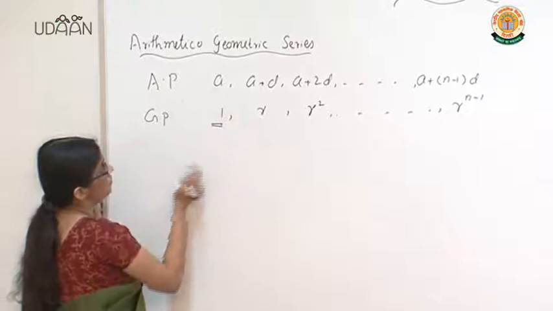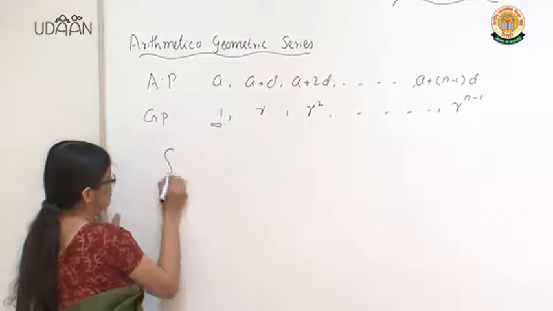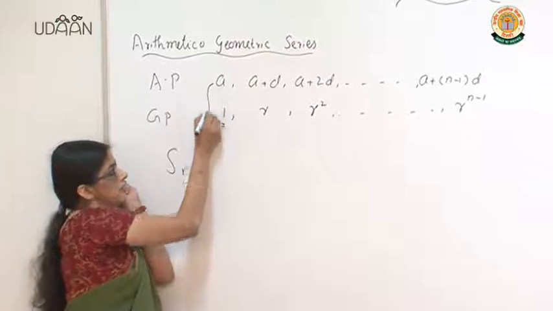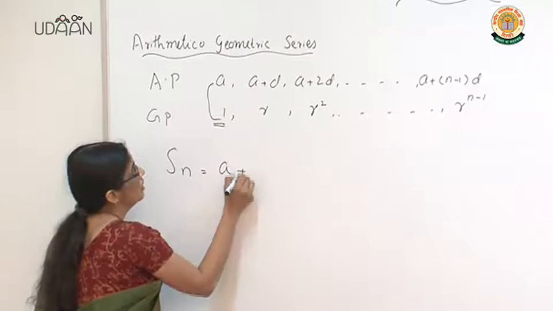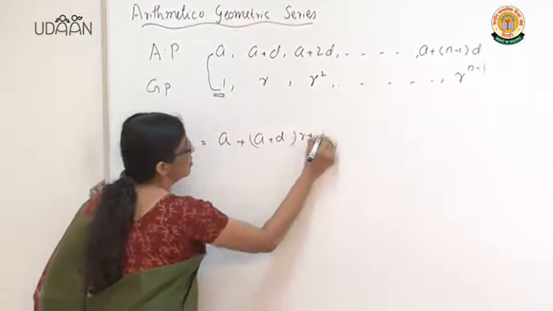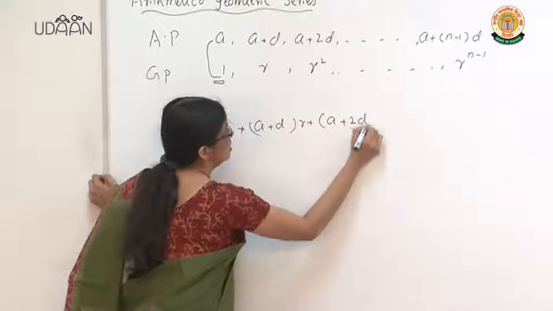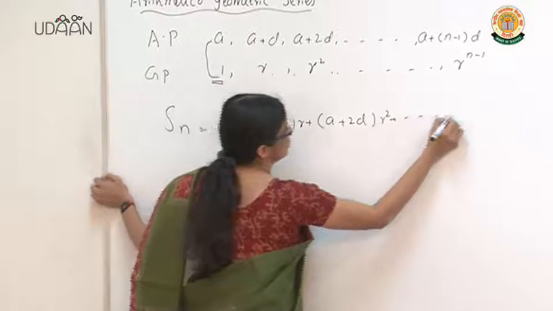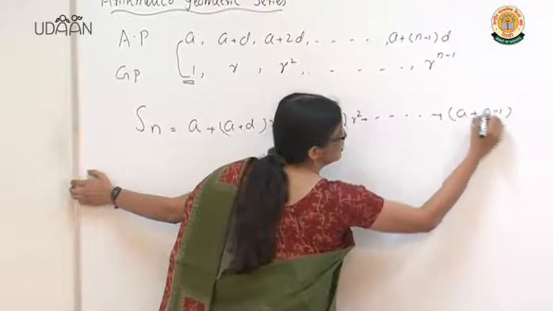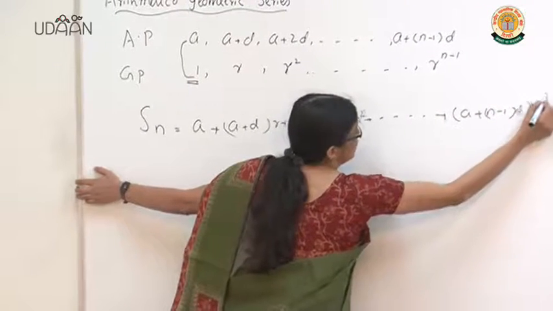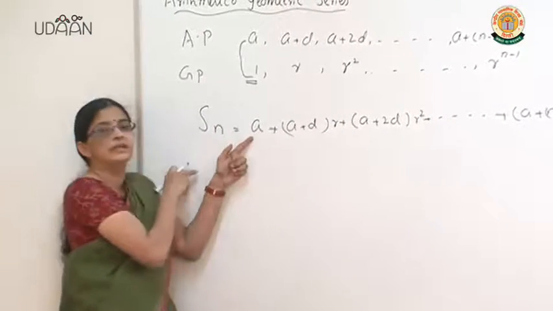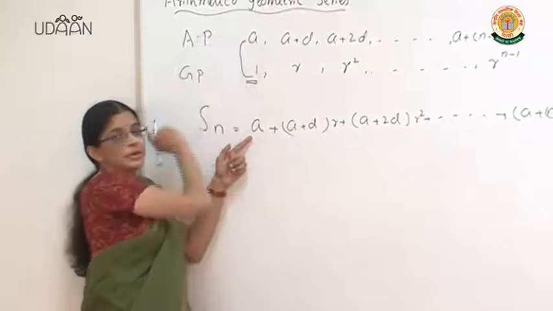Now I am going to form a series Sn equal to: first term I will take as a product of these two, that is a plus d into r, plus a plus 2d into r square, plus etc. Last term, nth term, a plus n minus 1 into d, r power n minus 1. The series thus obtained is called arithmetico-geometric series.